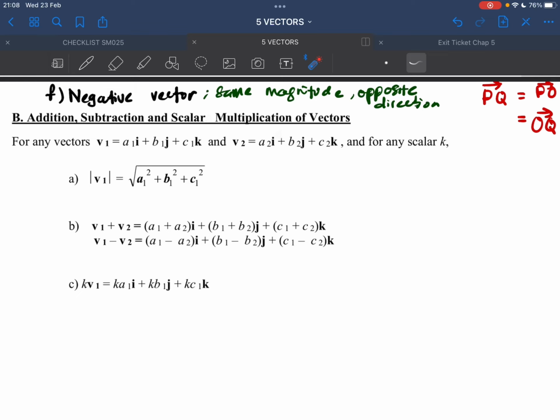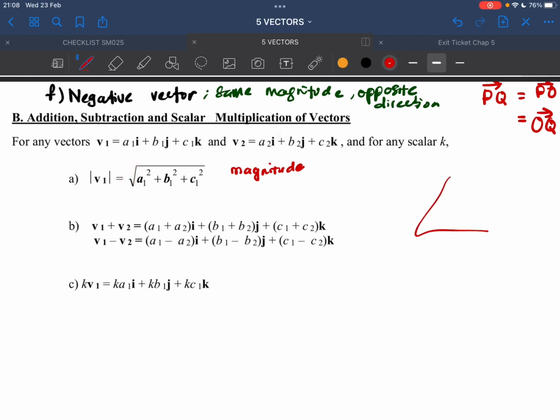So this is very basic. This is what we call the magnitude. Okay, I explained this earlier. This is the magnitude, which is, if you have a vector V, you take the square root of A square plus B square plus C square.